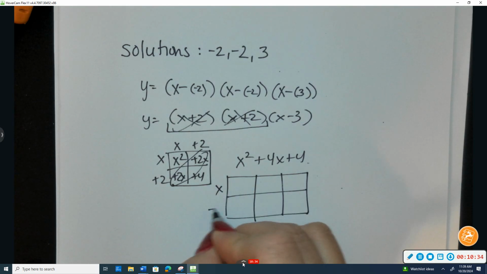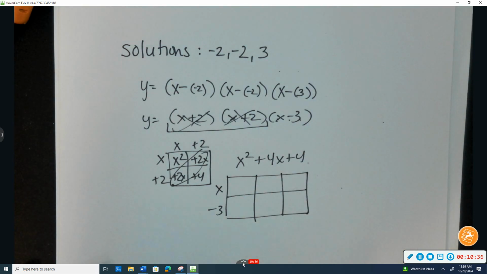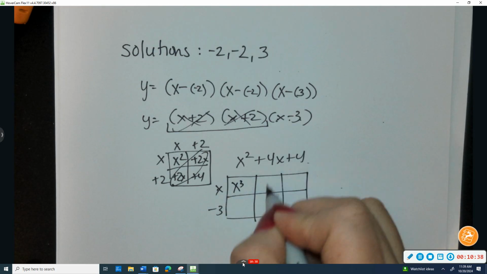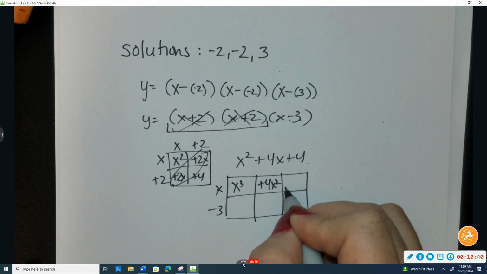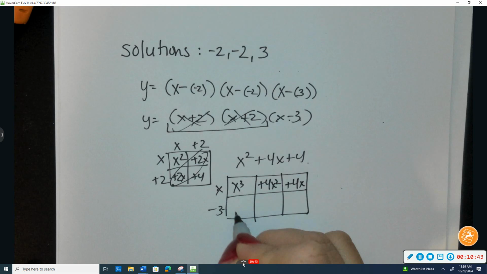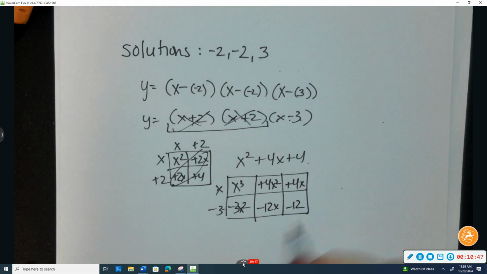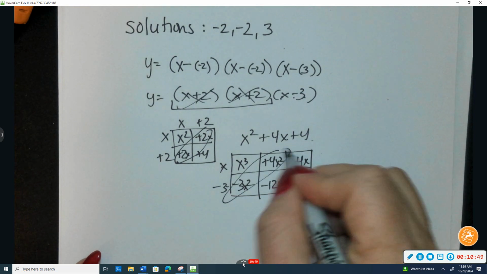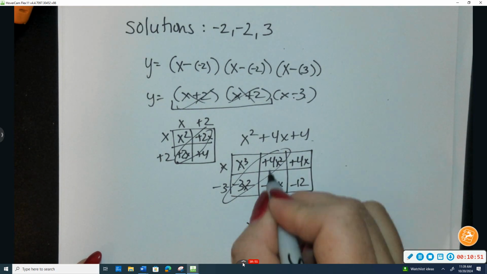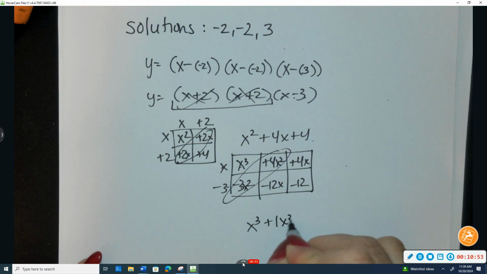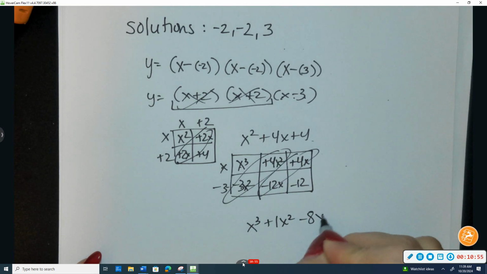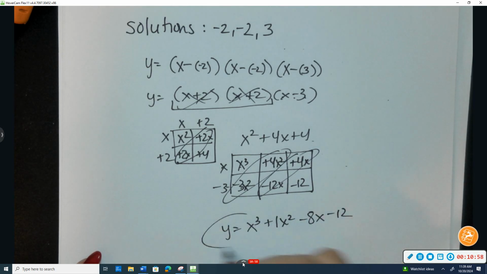Going down the side is x minus 3, x and minus 3. Multiplying to get x cubed, multiplying to get 4x squared, multiplying to get 4x. Multiplying to get negative 3x squared, multiplying to get negative 12x, and multiplying to get negative 12. Here we go. I have x cubed combined to get positive 1x squared, combined to get negative 8x minus 12.